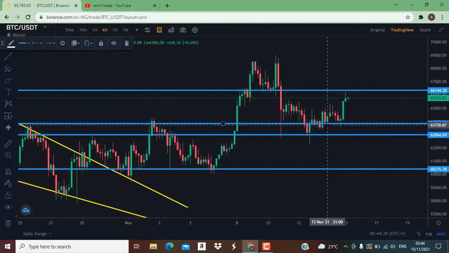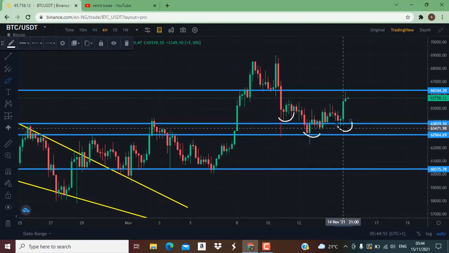I see something that looks like a head and shoulder pattern. That is, in this case, an inverse head and shoulder pattern. If you look at here, you see a little bit of shoulder here, you see a head at this point, and then a shoulder here as well. So the market could potentially go back up.